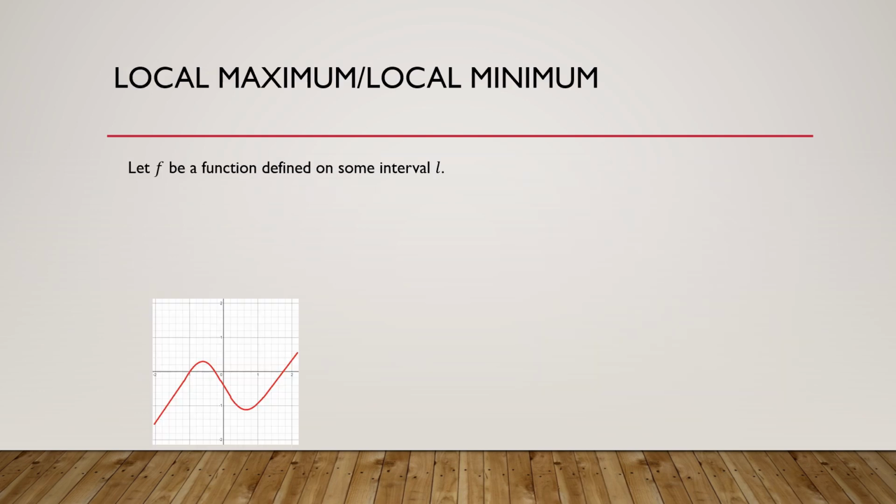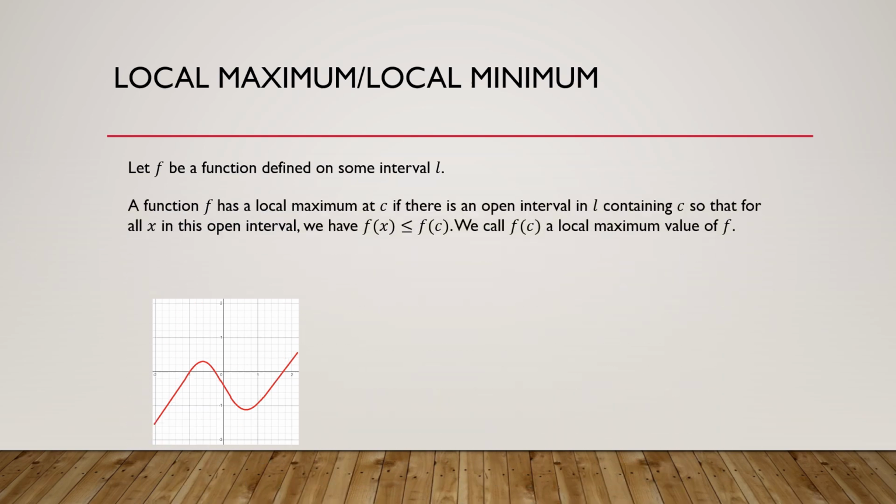Let f be a function defined on some interval L. A function f has a local maximum at c if there is an open interval in L containing c, so that for all x in this open interval, we have f of x is less than or equal to f of c. We call f of c a local maximum value of f.